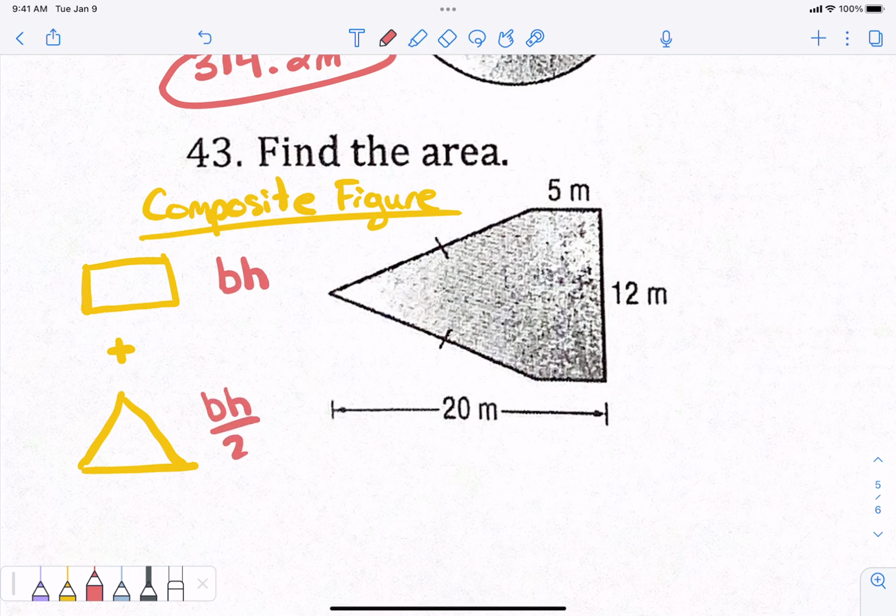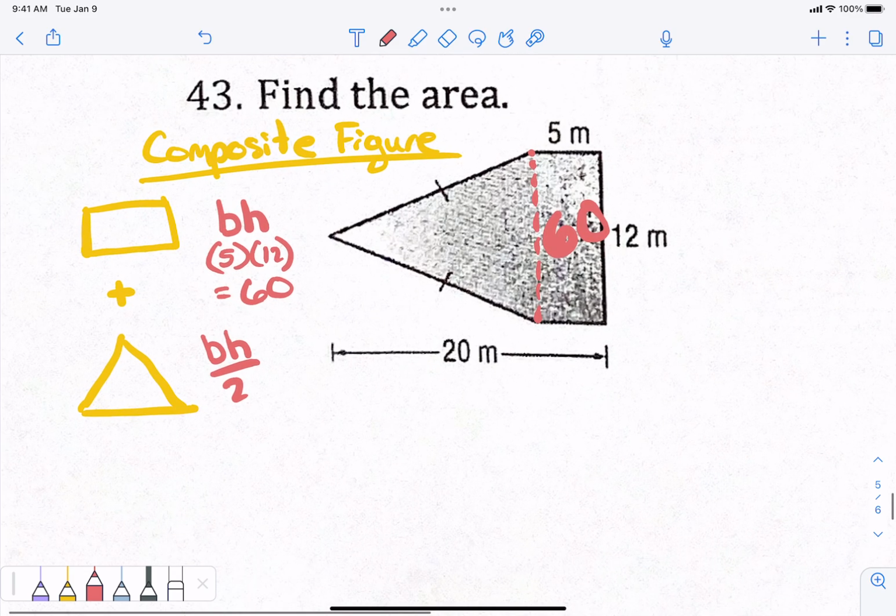Okay. So for the rectangle, what's the base? I'm going to cut it in half right here. Base is 5. Height is 12. 5 times 12 is 60. So the area of the rectangle is 60.